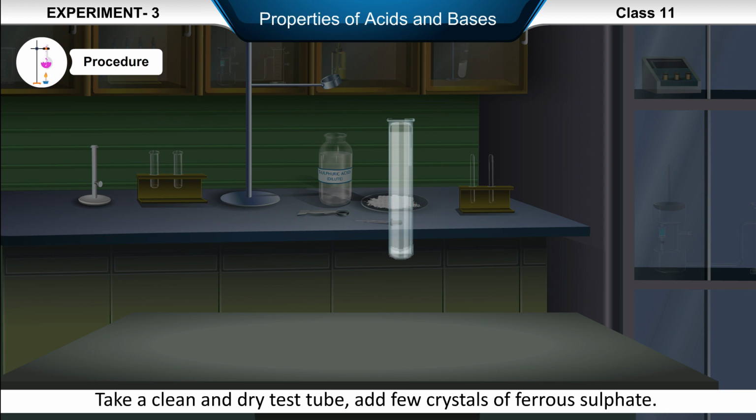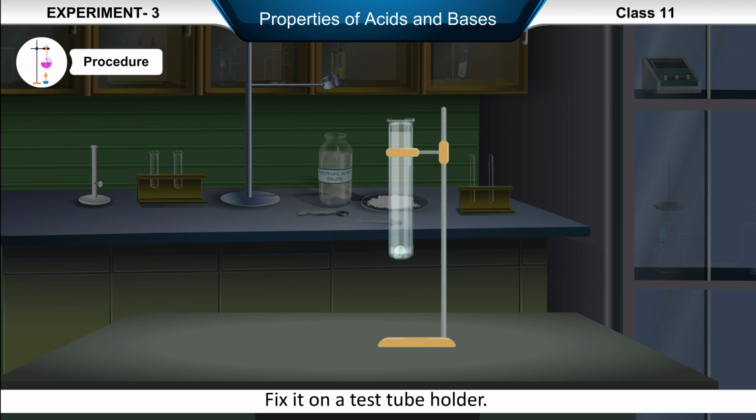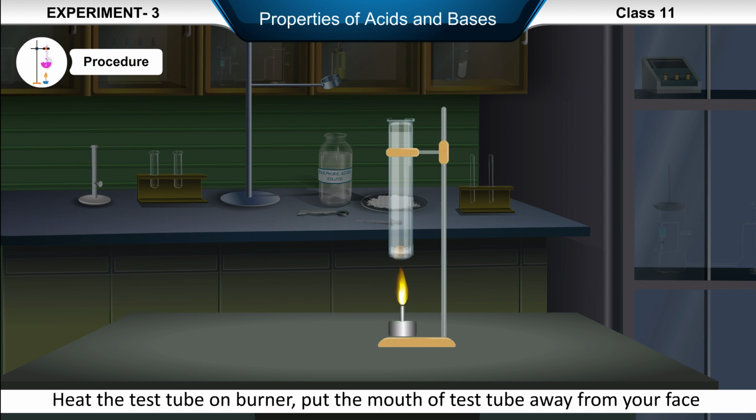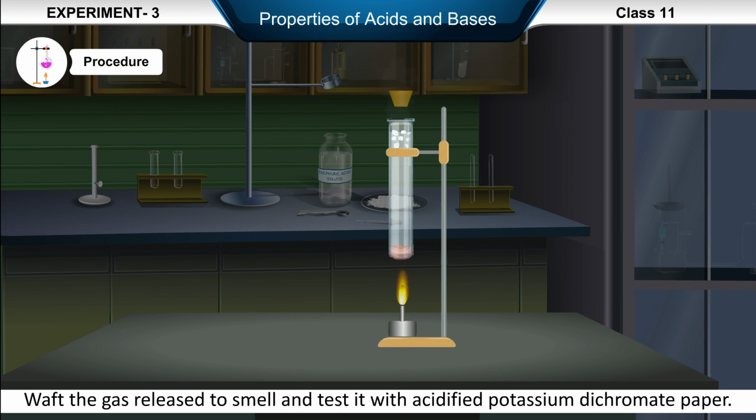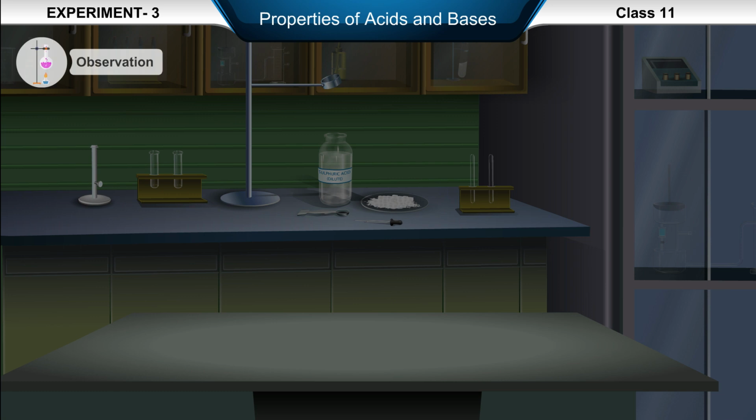2. Decomposition reaction. Take a clean and dry test tube, add a few crystals of ferrous sulfate. Fix it on a test tube holder. Heat the test tube on a burner. Put the mouth of the test tube away from your face. Waft the gas released to smell it and test it with acidified potassium dichromate paper.